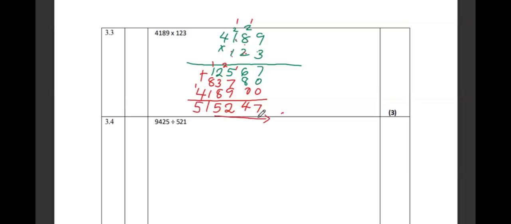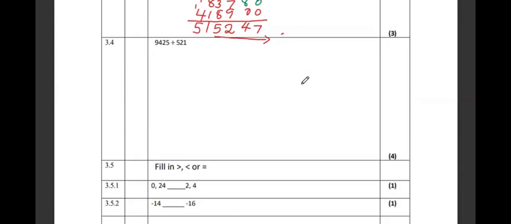So if you don't show any of the steps, then chances are high you're going to lose out on the 3 marks. And then 3.4. They said we can use the column method, but there's nothing like column method here. We only need to use long division.